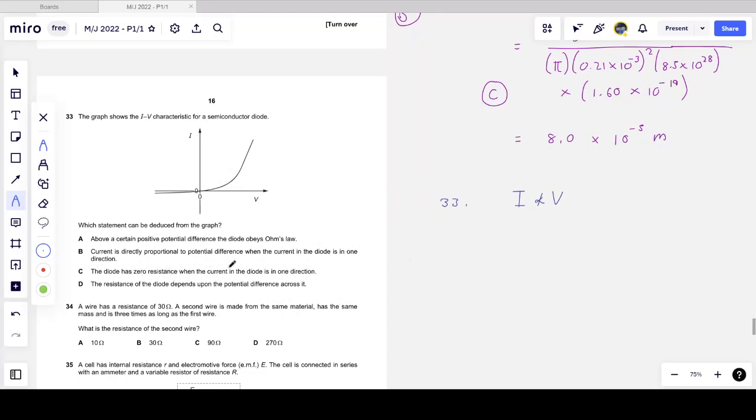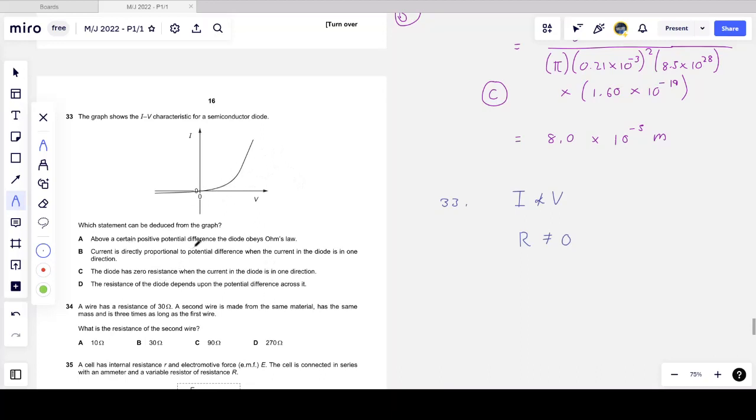Option C says the diode has zero resistance when the current in the diode is in one direction. There's no way that the diode will have zero resistance, but we definitely can't determine that from this graph. Diode having zero resistance, if we used Ohm's law, even if Ohm's law was applicable, would tell us, no, that's not true. There isn't a zero resistance for the diode.